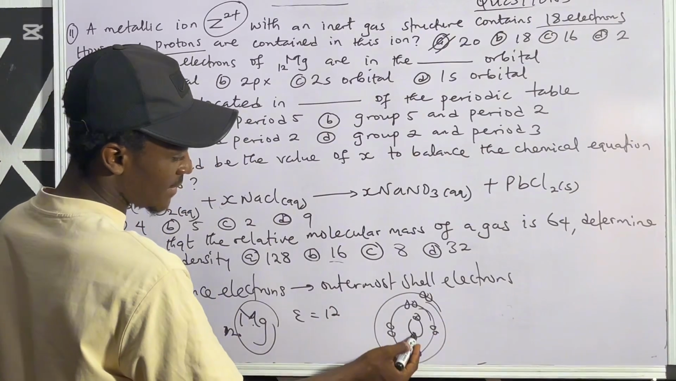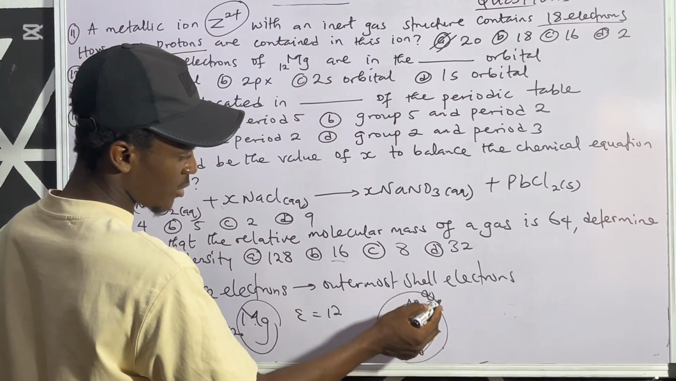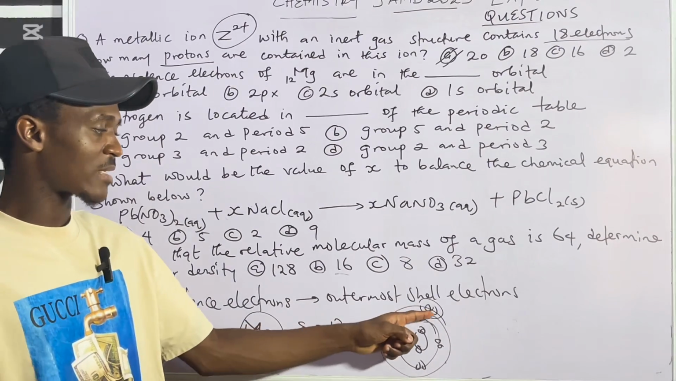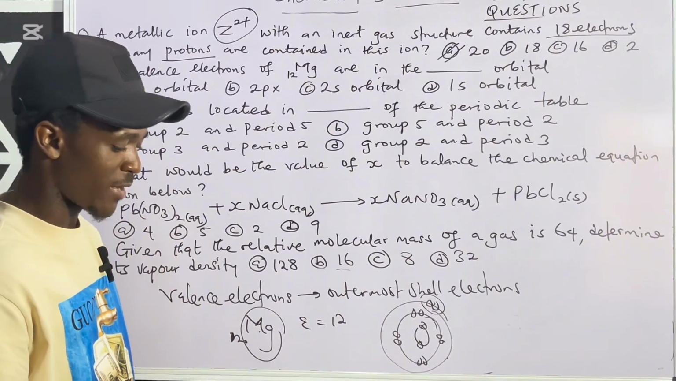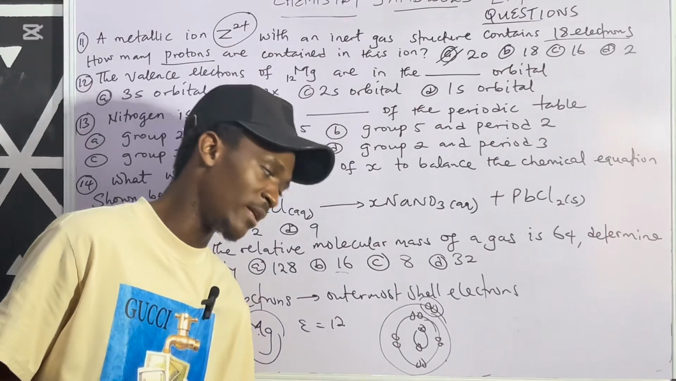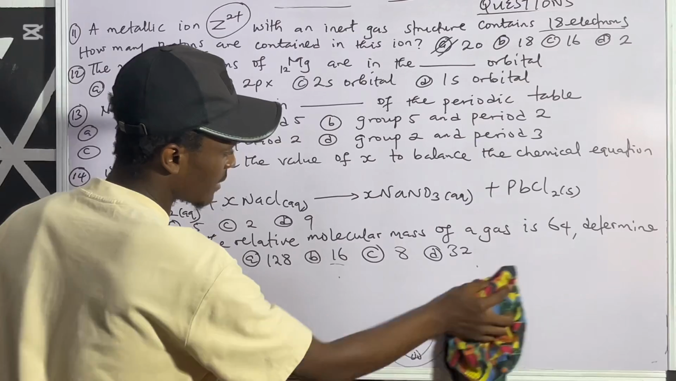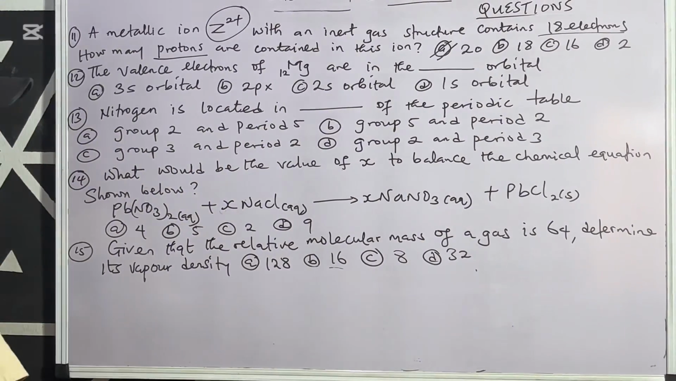So this is the innermost shell, while this is the outermost shell. So how many electrons are there? 2. So it means these last electrons, what orbitals would you find the last 2 electrons? So let's check. Now you need to know what is called energy gradation.